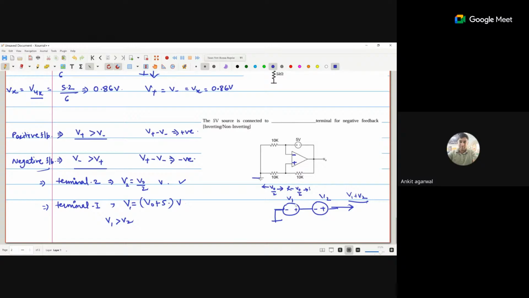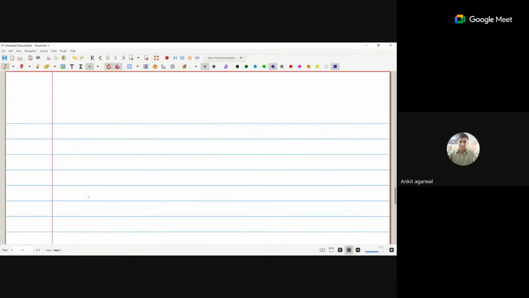Now if we have to calculate the V naught, how do we calculate? We know that terminal 1 voltage is equal to terminal 2 voltage because of the negative feedback. It is mentioned in the question that it is a negative feedback. In the negative feedback, V1 is equal to V2. What is the V1 voltage? That is V naught plus 5. And what is the V2 voltage? That is V naught by 2.